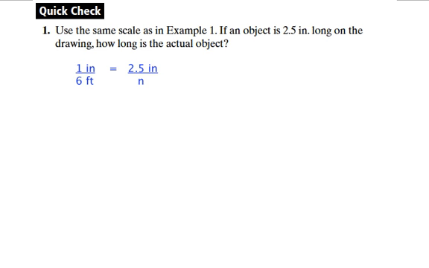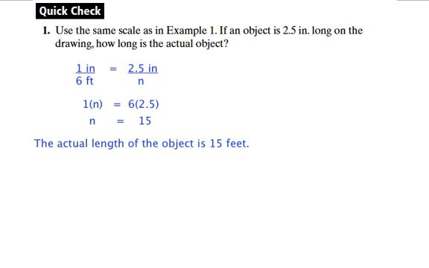Now we're ready to cross multiply. We're going to multiply n times 1, so we have 1n on the left, and 6 times 2.5 on the right. 1n is simply n, and 6 times 2.5 is 15. So the actual length of the object is 15 feet.